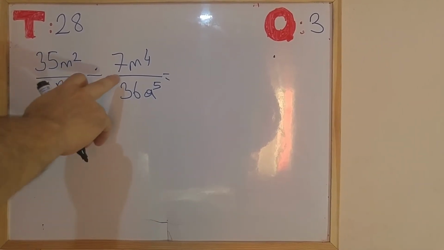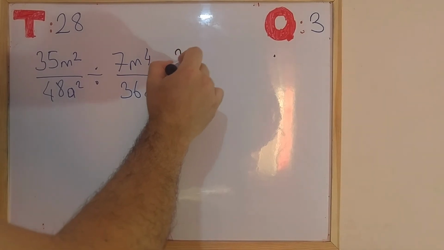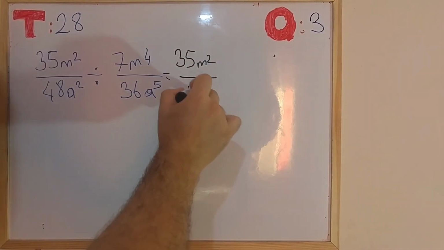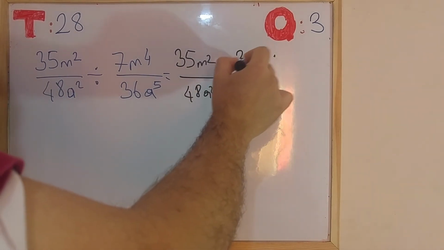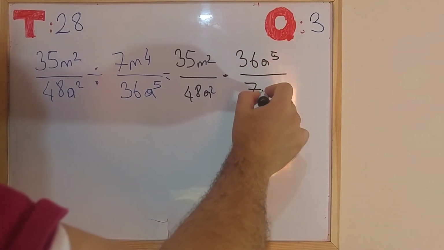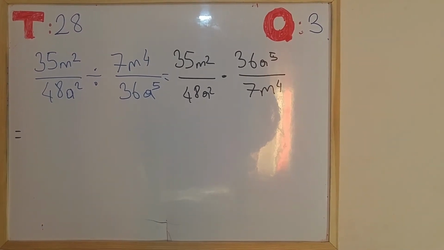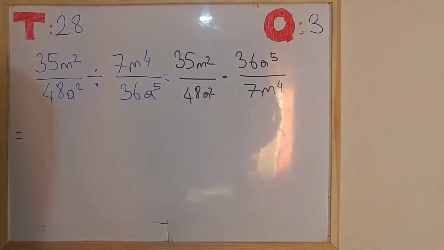Since I have a division here, let's make it multiplication to make it easier. What I have is 35m squared divided by 48a squared times 36a to the 5 divided by 7m to the 4, which is going to be equal to, let's make the necessary simplifications now. Let's show it in blue.